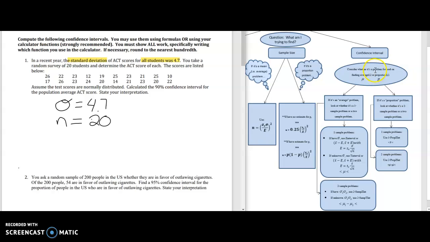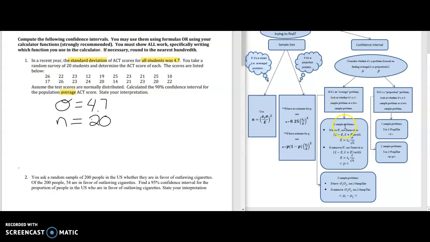Then you should decide, is it an average problem or is it a proportion problem? Average problems are going to have standard deviations. They're going to use the word average in it. So looking at this, some clues that this is an average problem is the fact that there's a standard deviation. Also the fact that it says the word average in this statement right here. So because of that, we know it's an average problem. So we're on the left-hand side of this flow here.